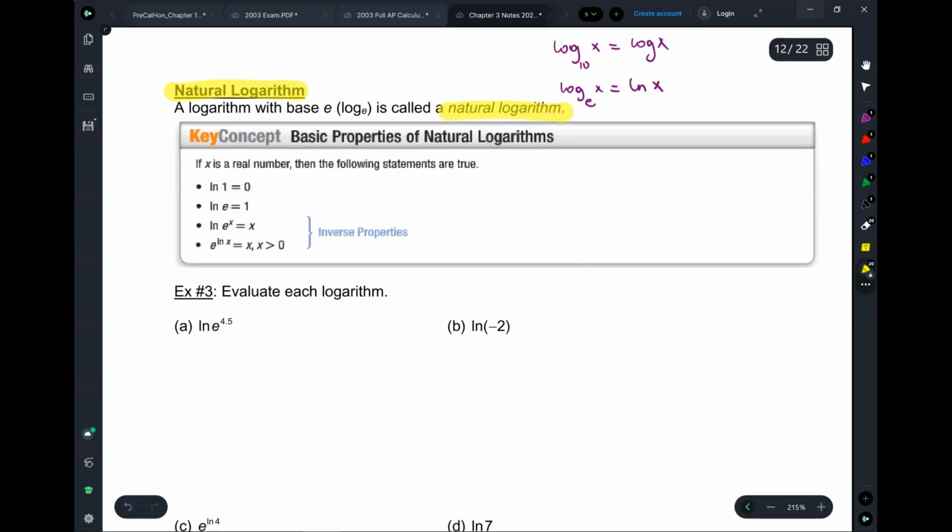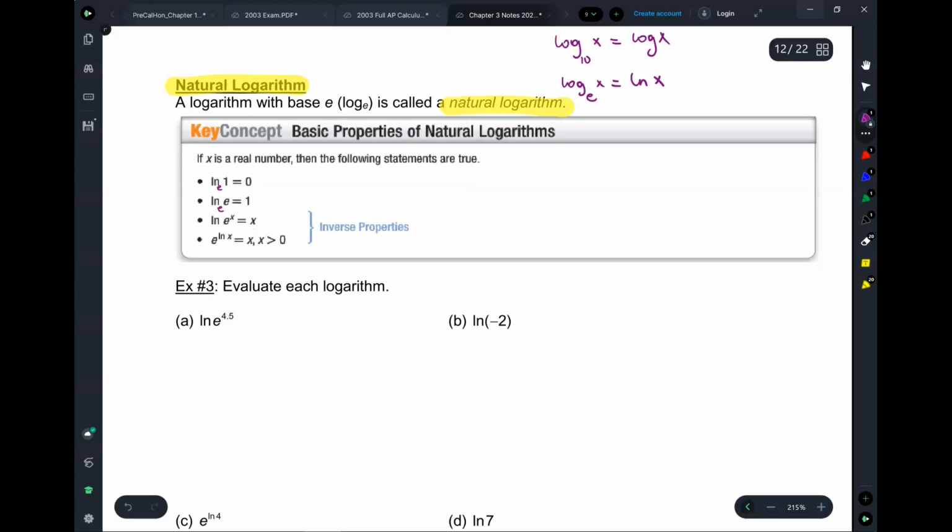Okay. So, I see an ln walking down the street. What's the base? E. Base is e. What should be the exponent of e so I get a 1? 0. That's why ln of 1 is 0. We have to memorize all of these. We're going to do so many you're going to remember, but yes, you do have to have them memorized. Okay, base of e.